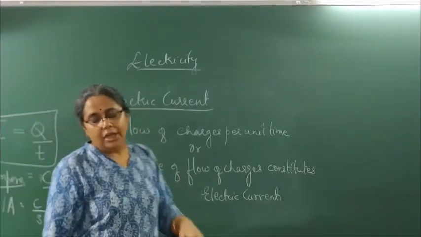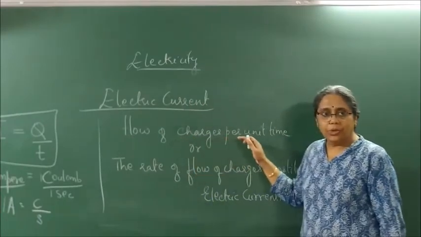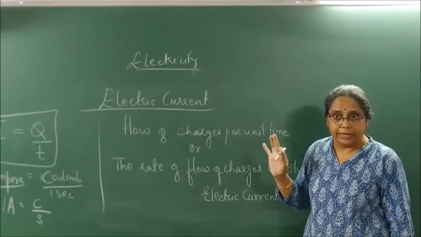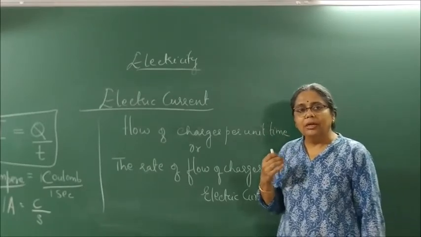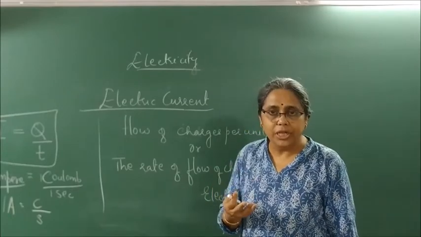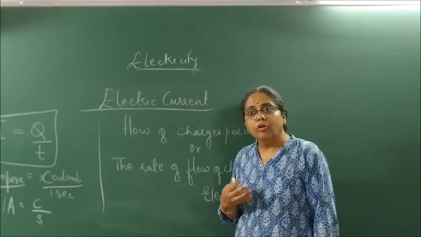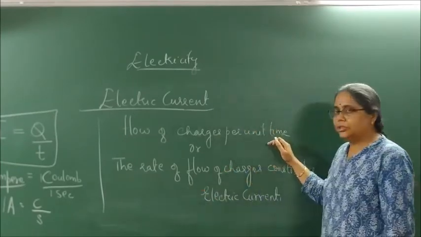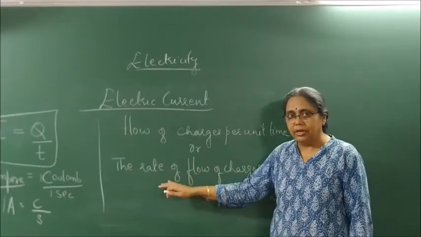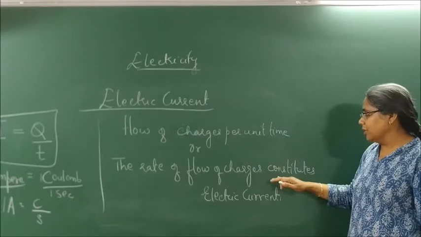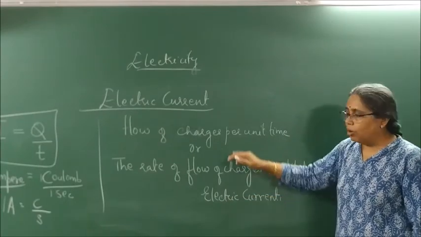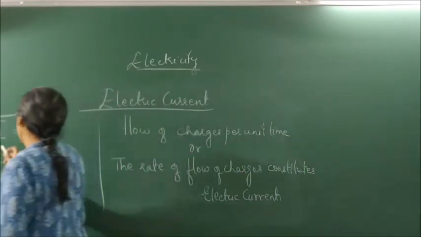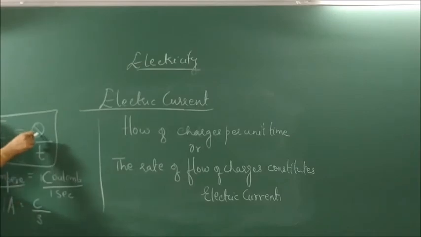Electric current means it is the flow of charges per unit time. Per unit time becomes what? Rate. Because you remember what is velocity? Displacement per unit time. So how do we say what is velocity? The rate of change of displacement is called velocity. So per unit time it becomes rate. So you can also define current as the rate of flow of charges, or flow of charges per unit time. So how is current represented? As capital I. I is equal to Q by T.